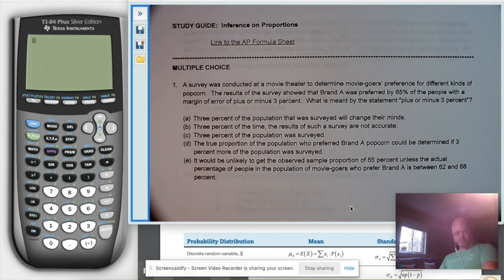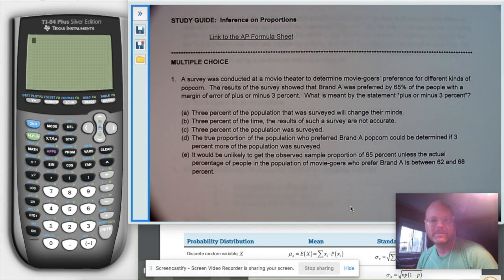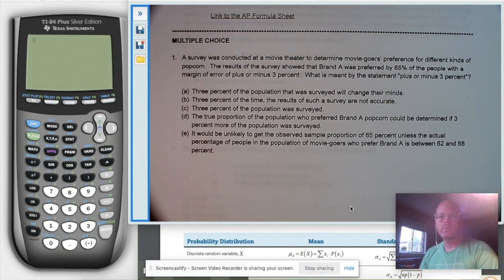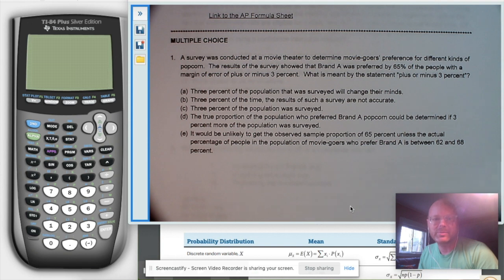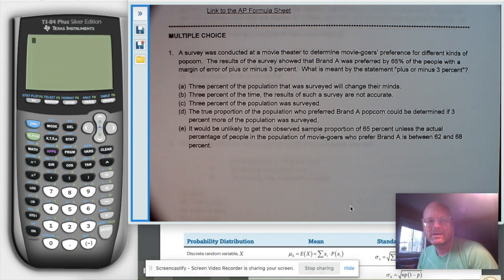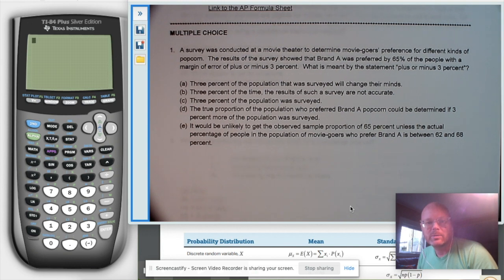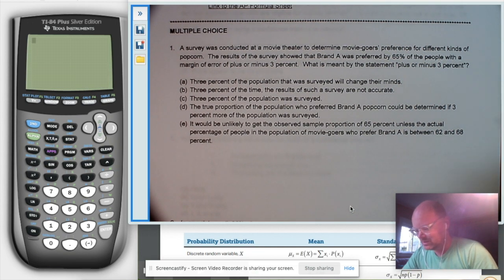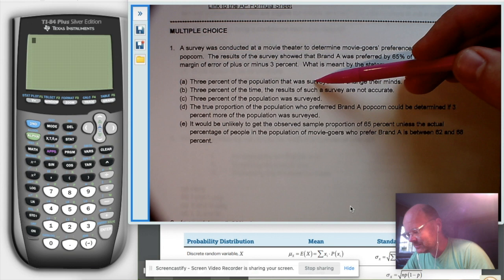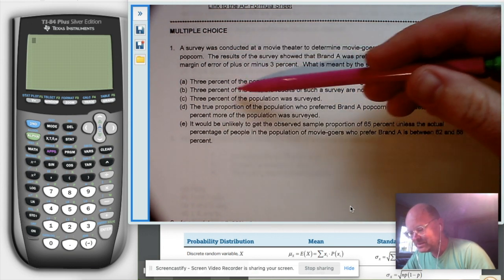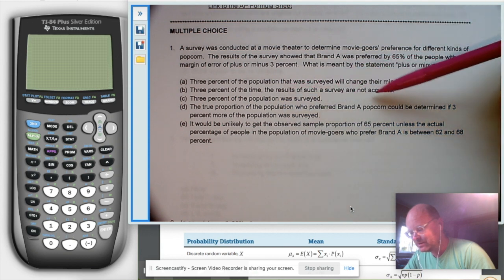So here's our first question. A survey was conducted at a movie theater to determine moviegoers' preferences for different types of popcorn. The results of the survey showed that brand A was preferred by 65%, with a margin of error of plus or minus 3%. What is meant by that margin of error, that plus or minus 3%? Does it mean that 3% of the population that was surveyed will change their minds? No. 3% of the time, the results of a survey are not accurate?